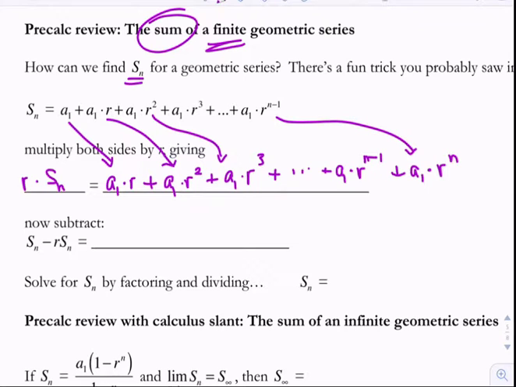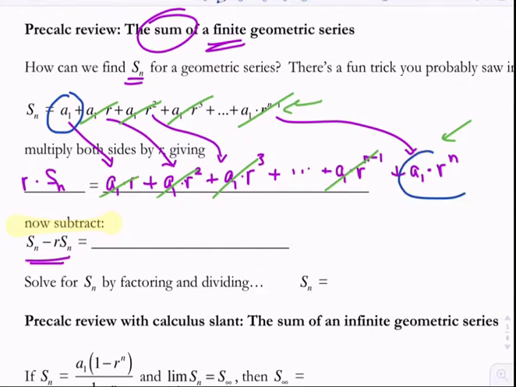So the next thing we do is we're going to subtract. So we're going to do that top line minus the bottom line. So on the left, I get Sn minus r Sn. What happens on the right? So I'm going to do this top line minus this bottom line, and a lot's going to cancel. So this a1 r cancels with this a1 r. a1 r squared cancels with a1 r squared, etc., etc. Even this guy is going to cancel out with this guy. So what's left? The only thing that's left is this a1 up here and this a1 r to the n down here. And I'm subtracting.